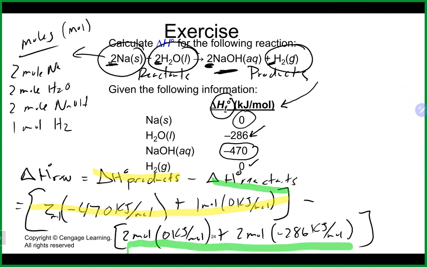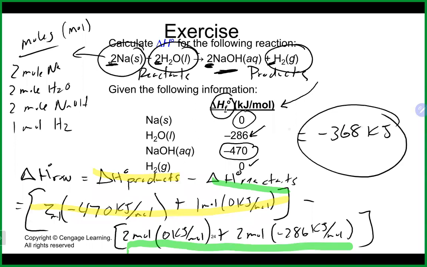All right, so now all we have to do is the math part of it. So we're going to take, in this case, basically 2 times negative 470, and we're going to add it to 0. We're then going to subtract basically 0 plus 2 times negative 286. That gives us a negative value here of minus 368 kilojoules, in this case, for our delta H. Any questions on that?